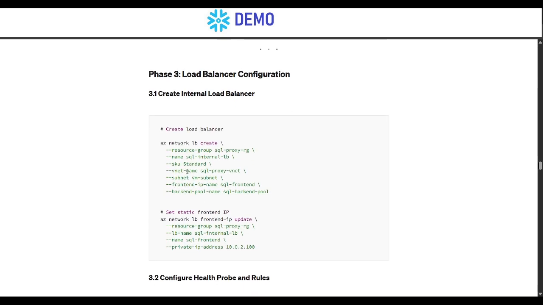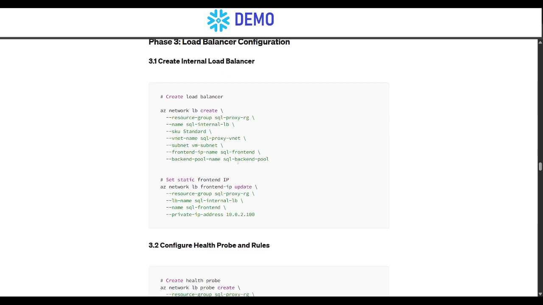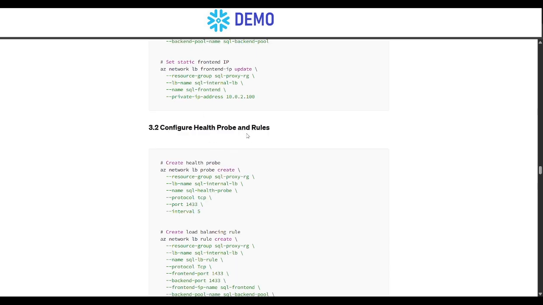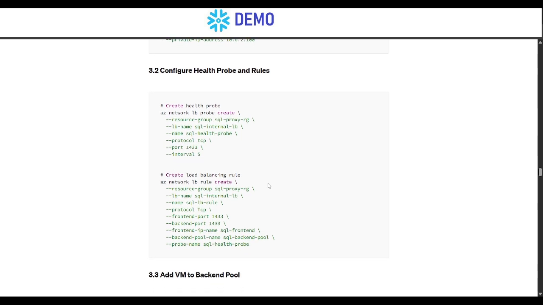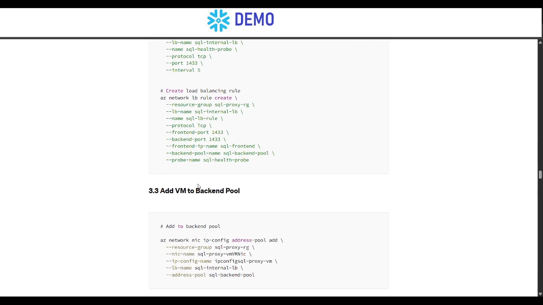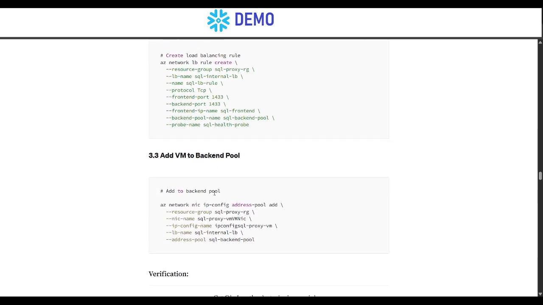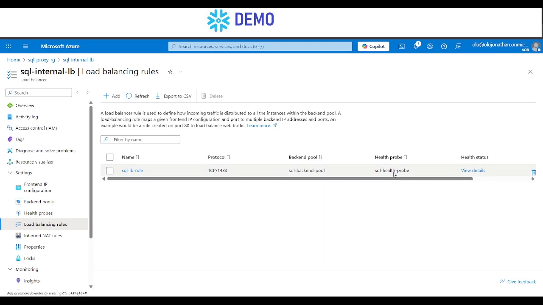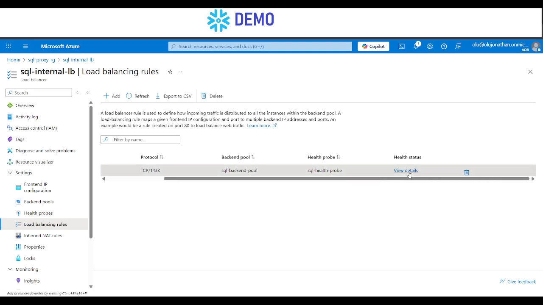Now you need to create your standard load balancer. Make sure it's standard, okay, when you are creating the load balancer. And you specify the backend pool name. You get a front-end IP. Then you configure health probes and rules, so that will monitor that the communication between your load balancer, which is forwarding traffic to your VM, everything is working. Then you add that VM to the backend pool. Just verify, so you see the health probe is there, then view details.